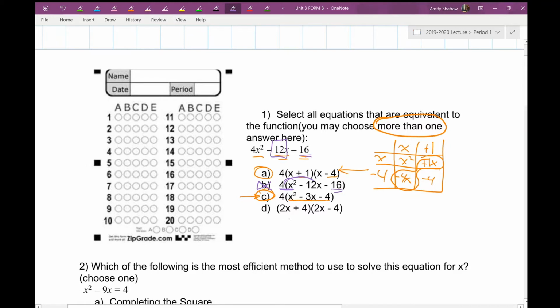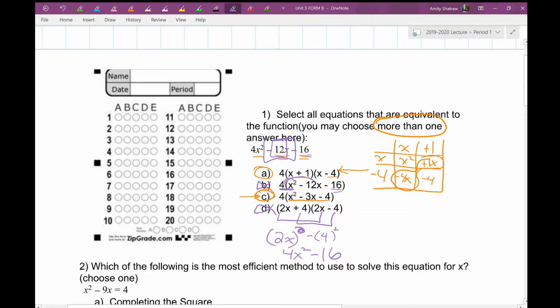Looking at these, I recognize it as a difference of squares. And if you do remember difference of squares, then you know that we square the first thing. So this is 2x times 2x, which is going to be 4x squared. And this is 4 times 4, which is 16. So my final answer is 4x squared minus 16. They're missing that 12x. That's why that's not correct.